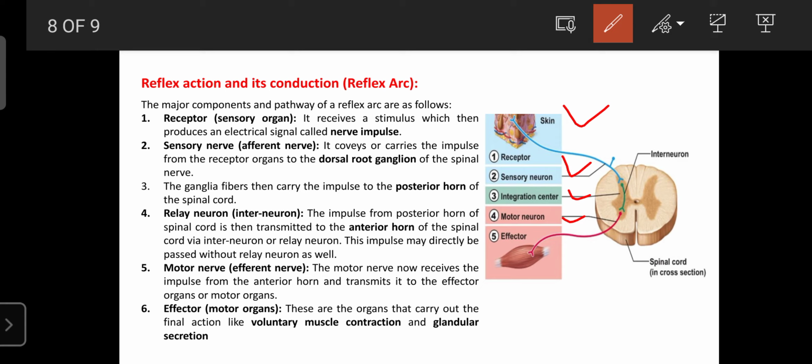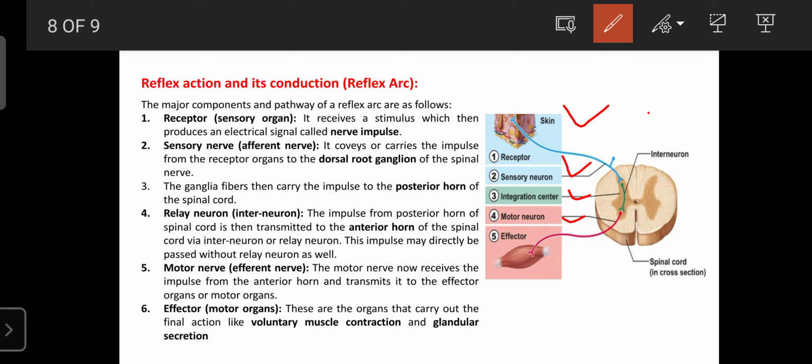So like that, the message is integrated in the integration center. The source of the pain occurs in the organ, and it is detected and converted into a message. That is the work of the sensory organ or sensory receptor. That stimulus is converted into an electrical signal, and those are known as nerve impulses.